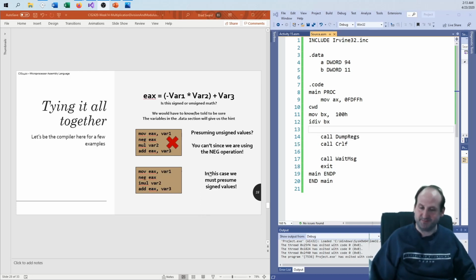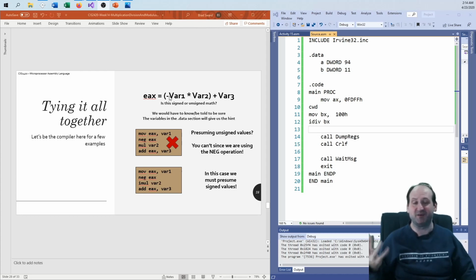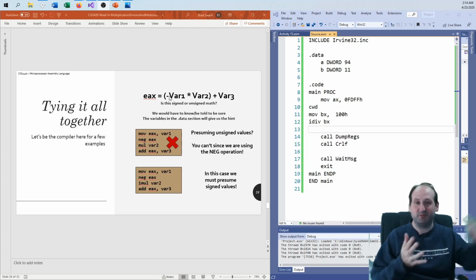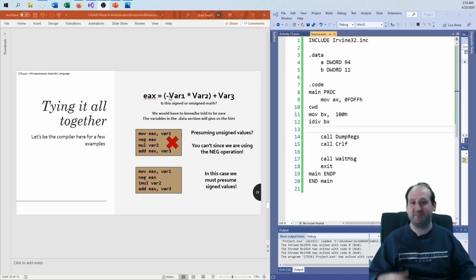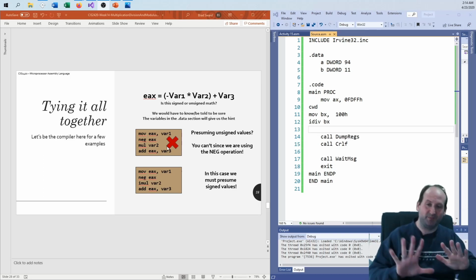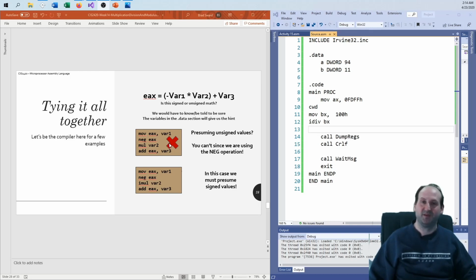So next problem. It's not as easy. When you stare at this, EAX equals negative var1 times var2, quantity plus var3, and you go, is this signed or unsigned? You can't look at this and say, oh, this is unsigned math, because the negative sign indicates to me that it's got to be signed math. There's no such thing as a negative unsigned value. It goes from 0 to positive infinity. There's no negative part of that at all. So I just put the little x there to say, nope, in this case there is no unsigned version.